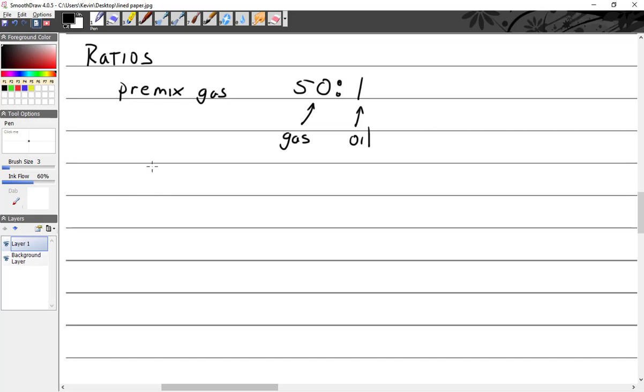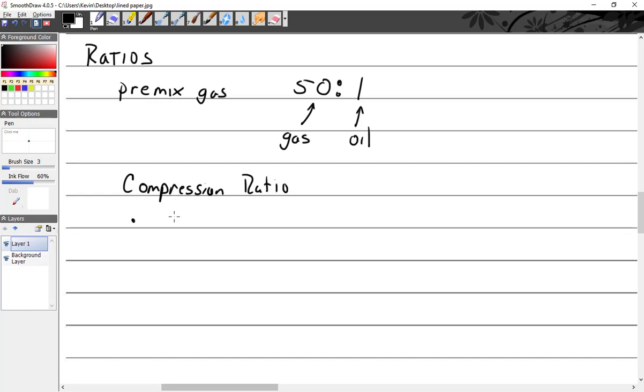Okay, something a little more airplane-y. Compression ratio. There we go. C-O-M-P-R-E-S-S-I-O-N. Compression ratio. What is a compression ratio? It's from TDC to... come on, last semester, you got it. Yeah, it's from BDC to TDC.